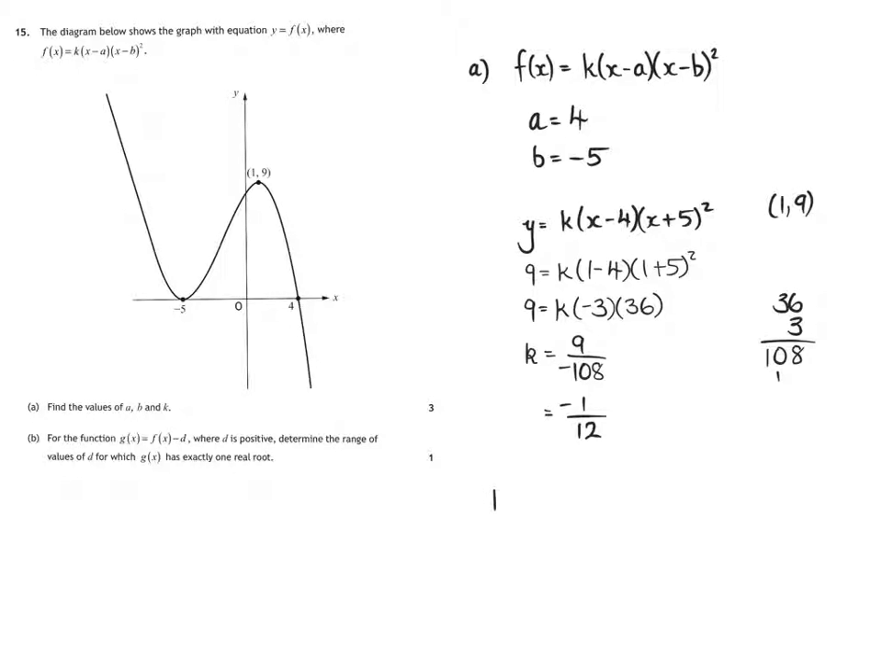Okay, so part B is quite hard to get your head around generally. So for the function g of x equals f of x minus d, where d is positive, determine the range of values for which g of x has exactly one real root. Okay, so if we think, what does that negative do? It says we're moving our graph down. So if we move our graph down just a little bit, I'm going to sketch it on here. So say I moved it down 1.